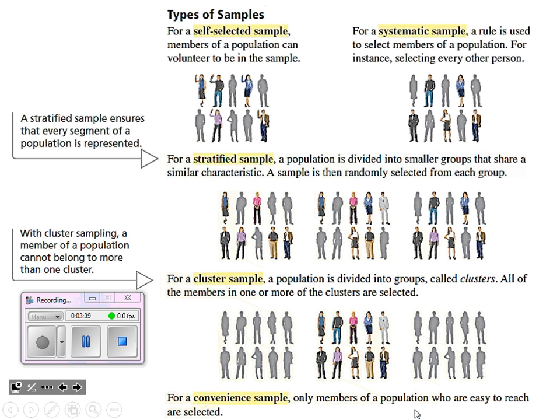You can also use a cluster sample where you're also dividing into groups, but you choose all of the members in one or more of those clusters. And if you see the little arrow off to the right, it shows that you cannot count people twice. You're taking one cluster and looking at that only. Then at the end, a convenience sample: only members of a population who are easy to reach are selected. So it may be, we want to survey everybody in the community, so we'll conduct a survey here in the school because that's easiest for us to get feedback from.